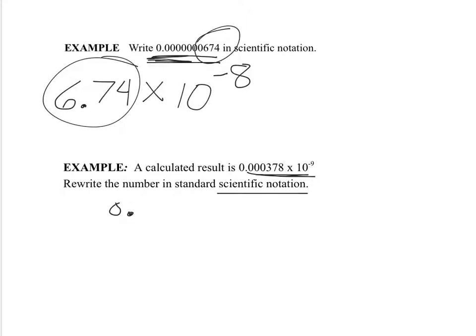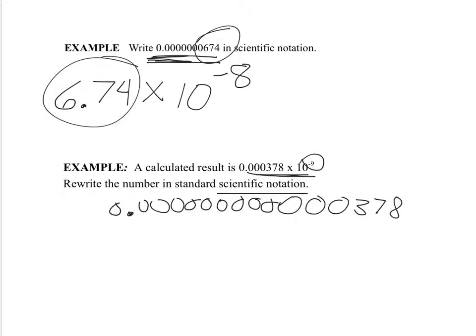So if it says to the negative 9th, we need to make it even smaller, right? We need to move that decimal point 9 places to the left. So when you move it 9 places to the left, it's 1, 2, 3, 4, 5, 6, 7, 8, 9, plus these 3 zeros, 3, 7, 8. So that's what it would look like in standard notation. Now what you're doing is you're taking that and putting it into scientific notation, the correct way, which would be 3.78 times 10 to the, well, you could just recount those zeros.